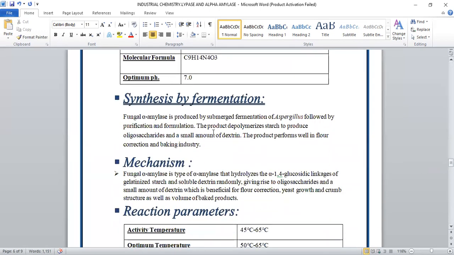So now I'll discuss its synthesis by fermentation. Fungal alpha amylase is produced by submerged fermentation of Aspergillus, followed by purification and formulation. The product depolymerizes starch to produce oligosaccharides and a small amount of dextrin. The product performs well in flour correction and baking industry.